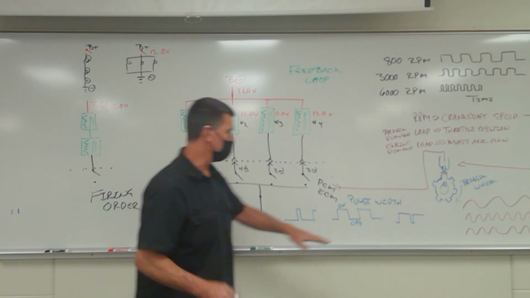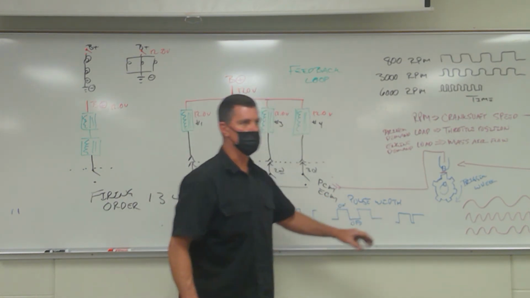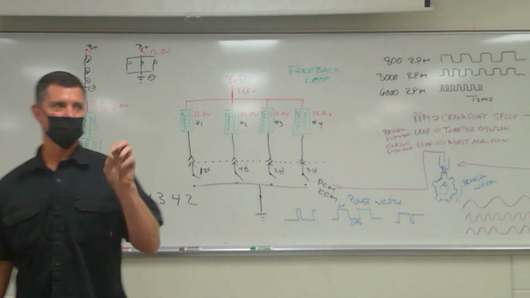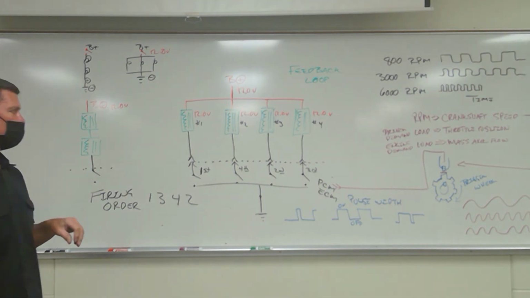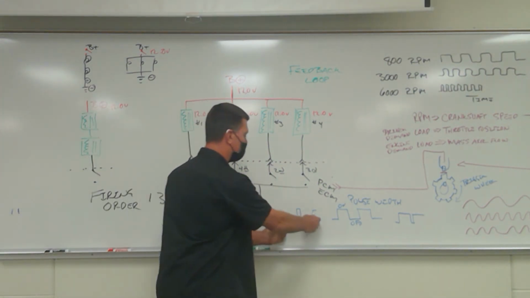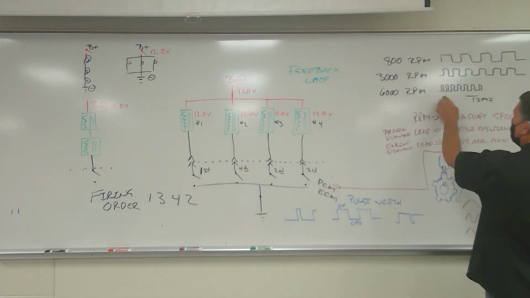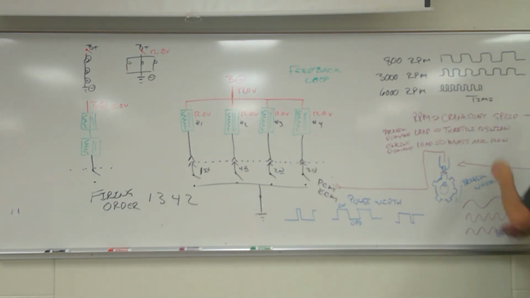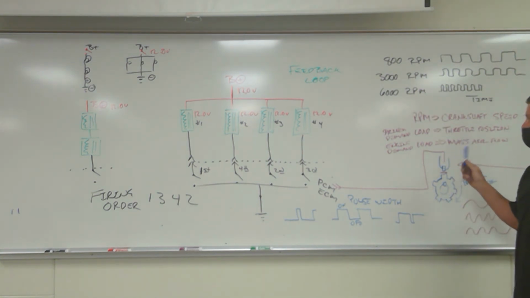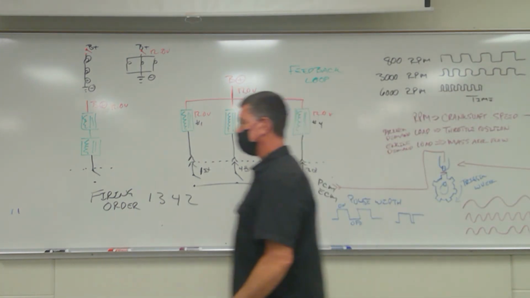And we pulse width an awful lot of stuff because it gives us very precise control. Okay? And these pulse widths, they're actually occurring at faster or slower rates based on the RPM of the engine. We pulse width a lot of stuff.